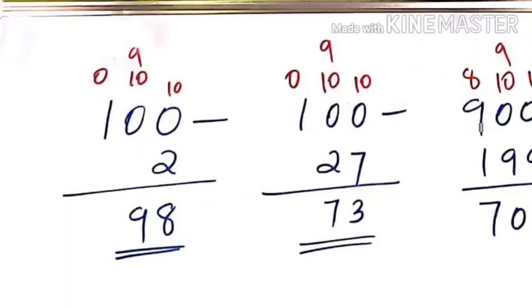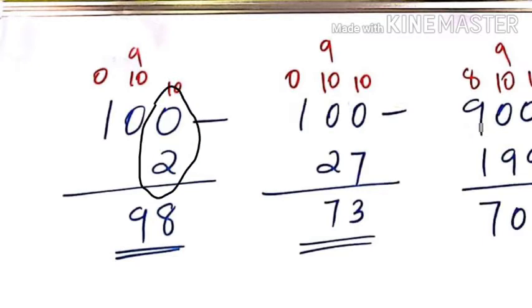In this video, we are going to do some subtractions of 3-digit numbers with borrow. Here is the first example, 100 minus 2. First, we need to subtract the ones column.